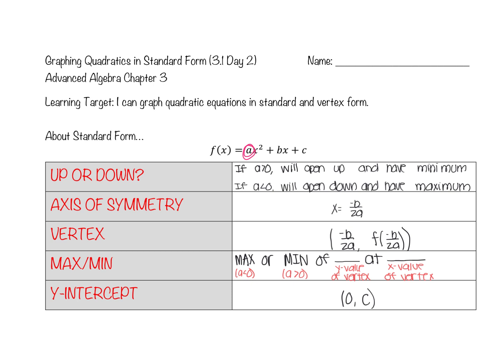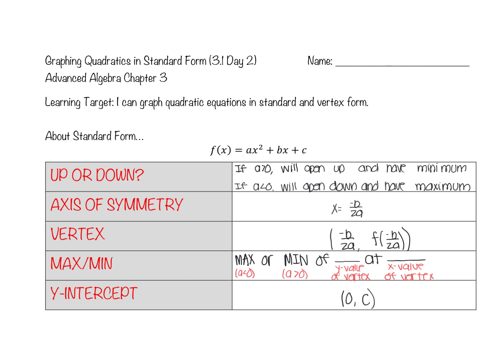In order to find our axis of symmetry, just like we did previously, we're going to use the formula x equals the opposite of b over 2 times a. Then obviously we're going to get a and b from the equation. Then to find my vertex, I'm going to plug in that x value that I found for my axis of symmetry into my equation.